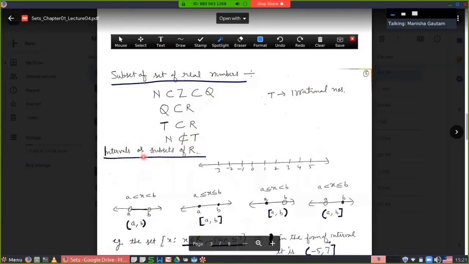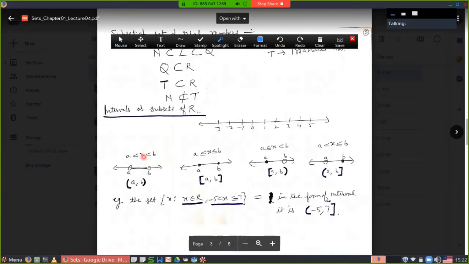Now next one, if any number is in a set which belongs to real numbers, that cannot be written in a comma-separated representation or a roster form representation. It can be written in interval form. So whenever any set belongs to real numbers, it is written in interval form. Here I have written capital R. Capital R means real numbers. It means a subset of real numbers is always written in interval form.